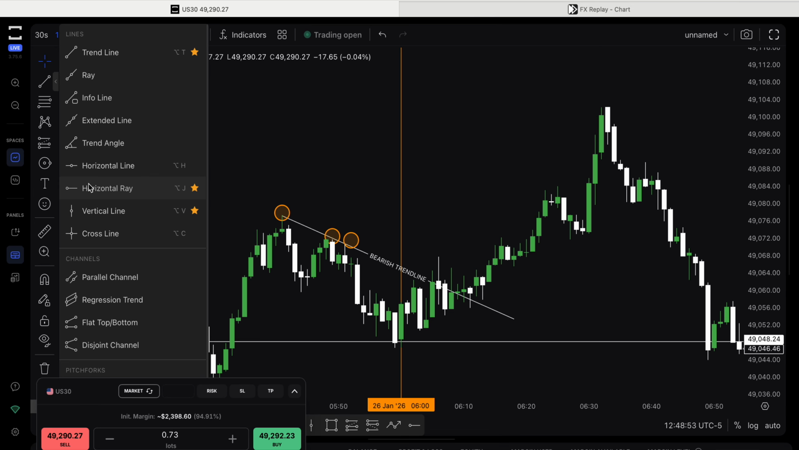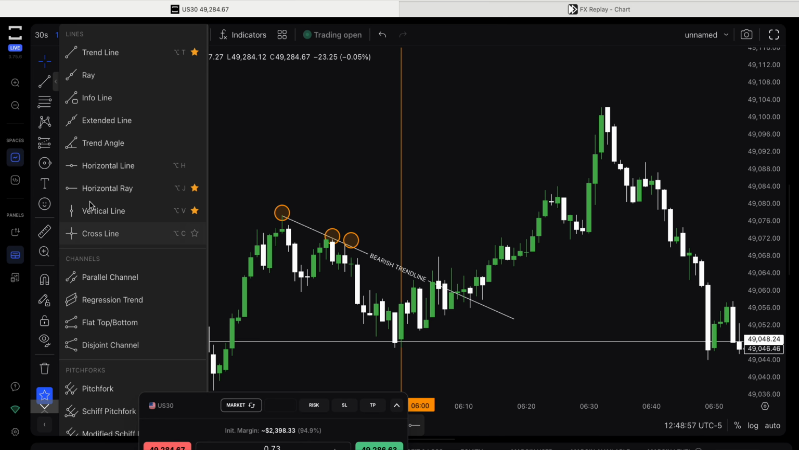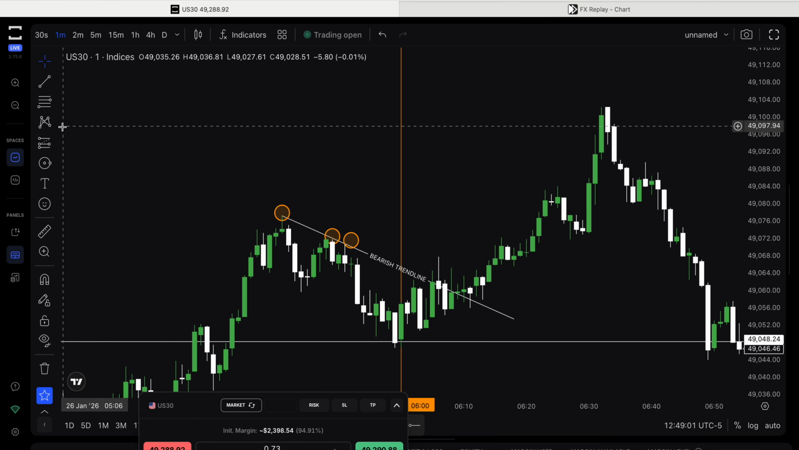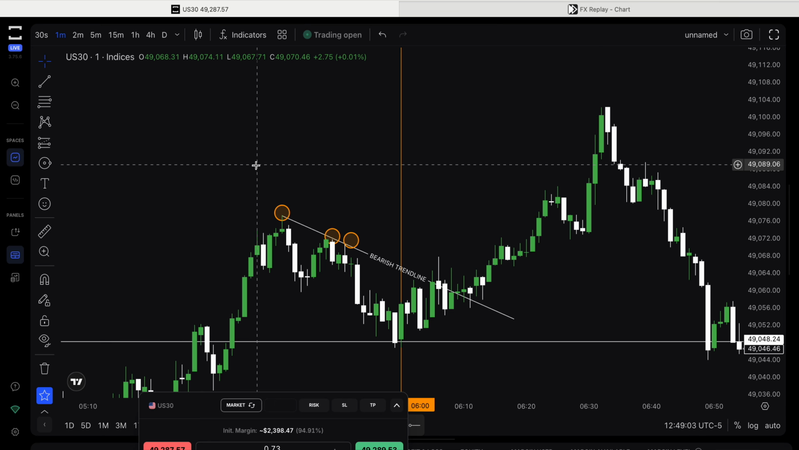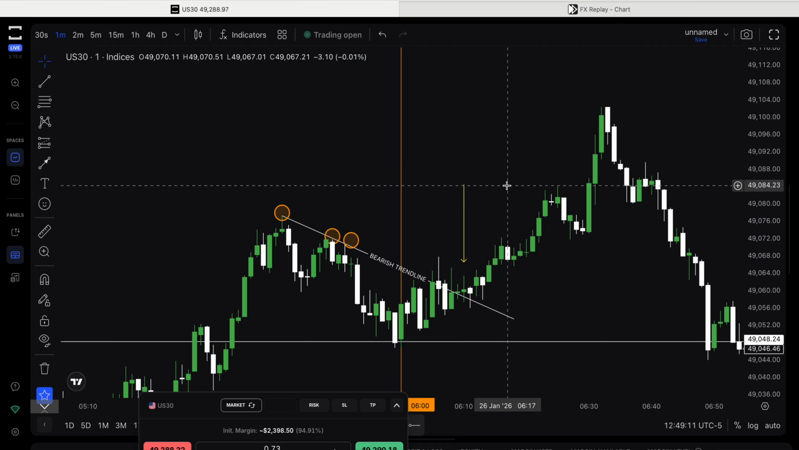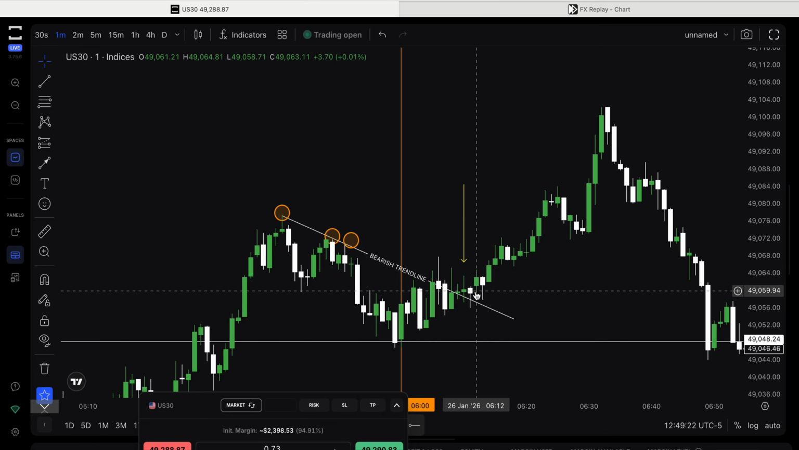Where is my arrow at? Hold on, y'all, bear with me. Looking for my arrow. There we go. That candle right there closed above the trend line. So from there, we just simply buy, bro. Like, we just simply buy.